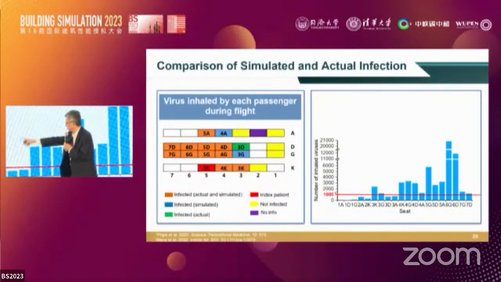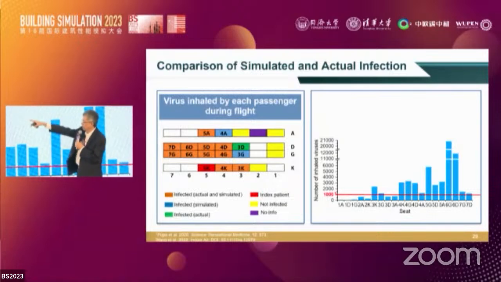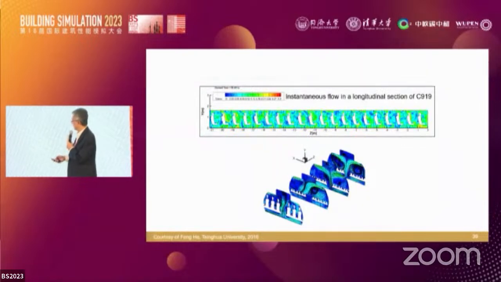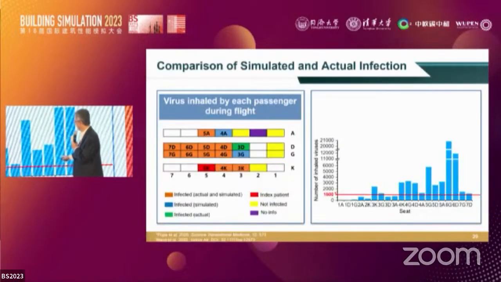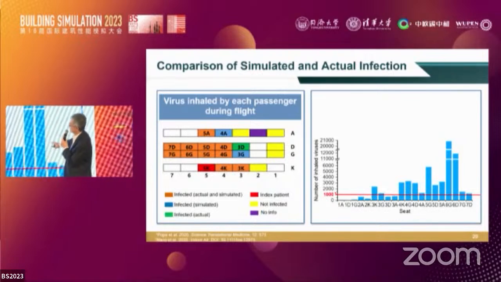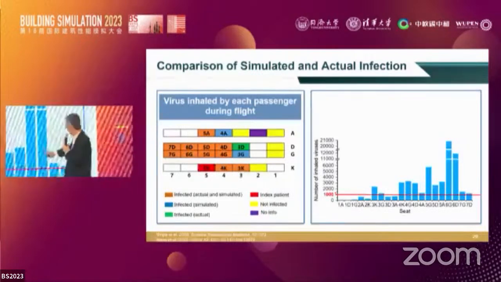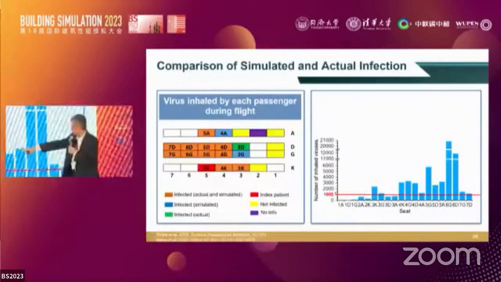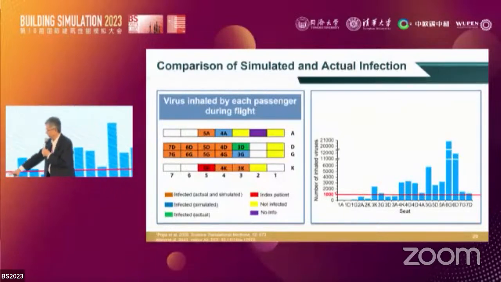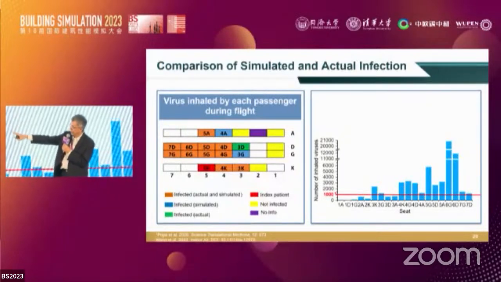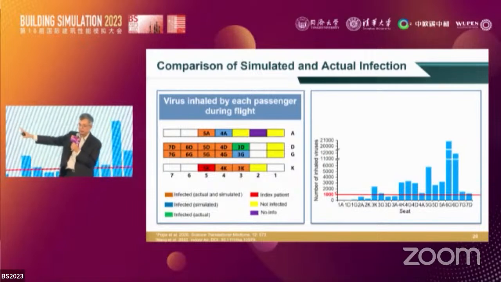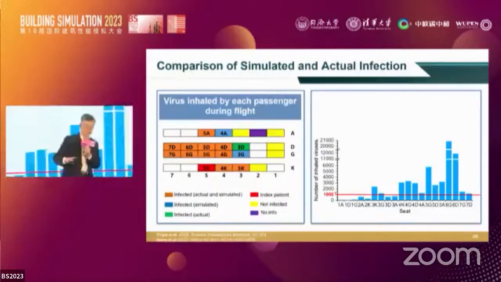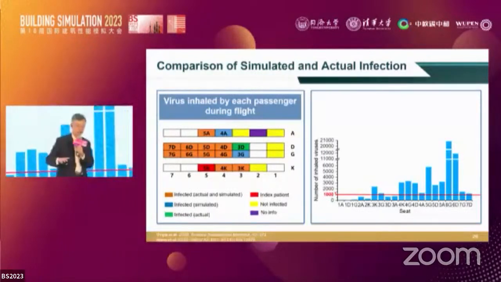Then this is how it corresponds to that result. Sorry, we did the simulation, and this is our simulated result. We find those people will get infected, and some of them will not. We don't get 100% right, but we get 87% right. So this is just using a real case to show this method can be used.